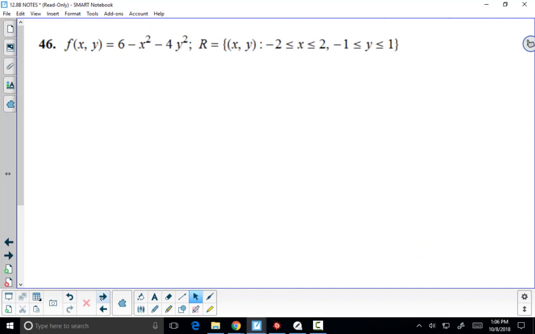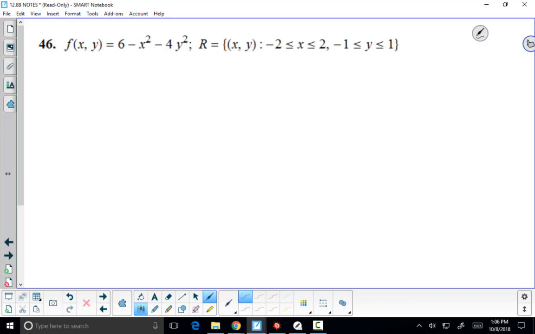So let's do this one, number 46. Similar type of thing. We have a function, a surface, and it's defined on a closed and bounded region. But notice that this one's different. Our boundary is 4 separate straight lines. So we're not going to have to deal with what we just dealt with, and we'll see that you can just turn your original function into a function of one variable.